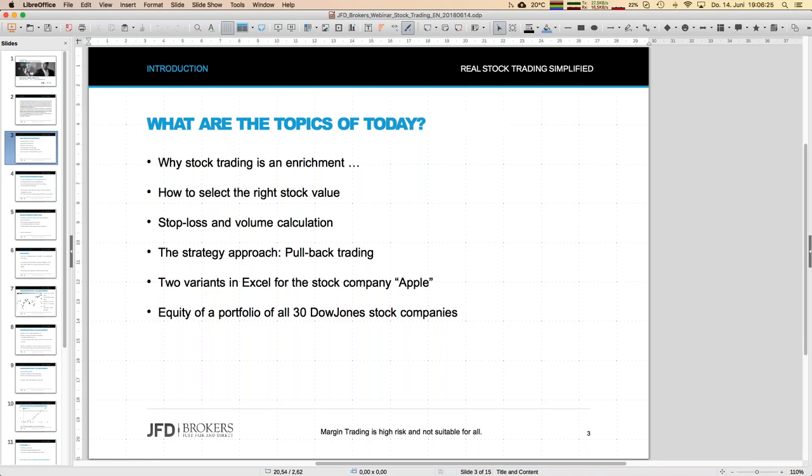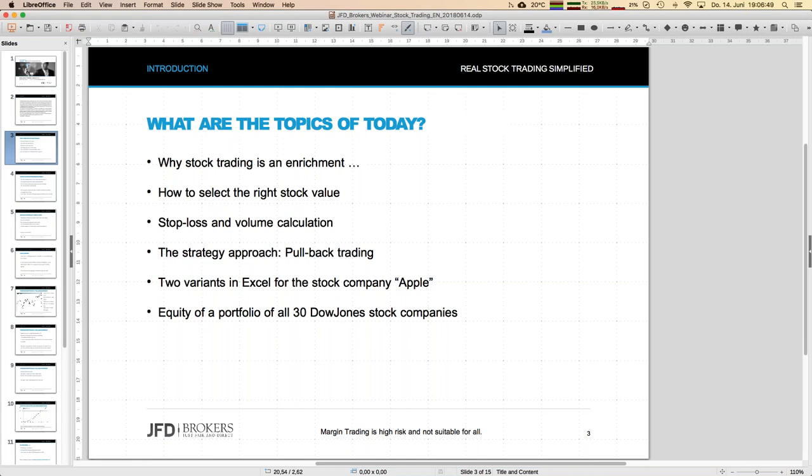So we wait for a pullback, and that's more or less all. That's all we do, because we can use a fundamental long bias of stock values in order to have the right direction. Because we trade real stocks, we will only go long, because that's the only possibility if you buy real assets, real stocks.